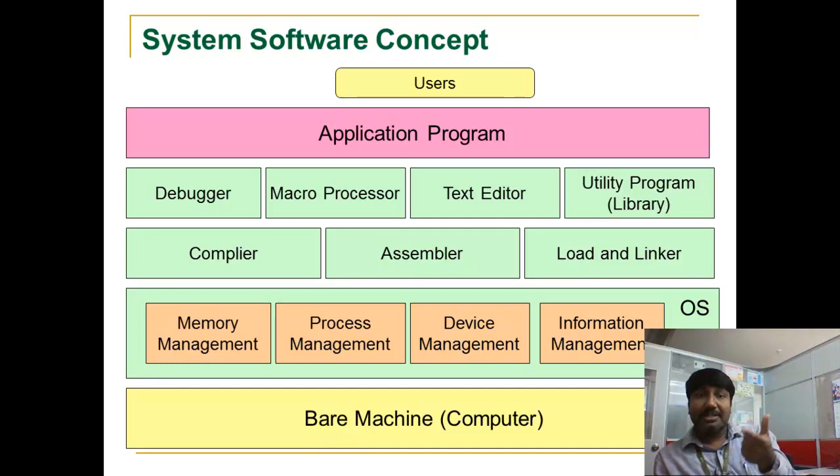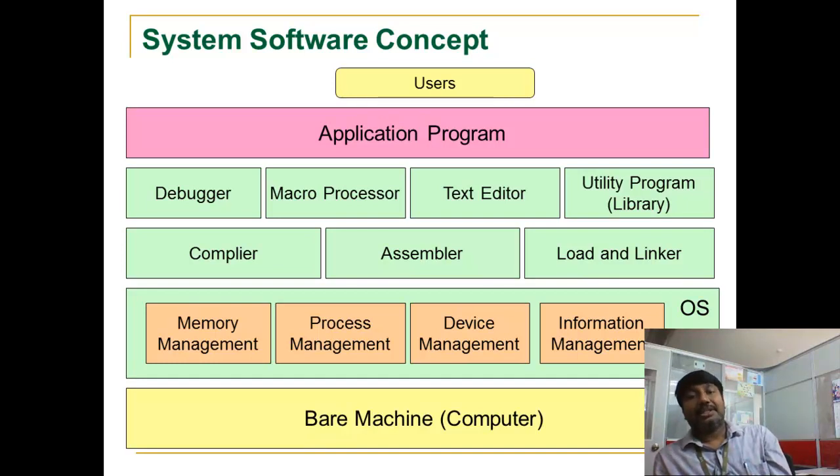If you see this operating system based level, at the top the users interact with the system with the help of application programs. Say you are using a banking system, or a railway reservation, anything. So the user in turn interacts with the computer by means of application programs. Now, the application programs, where will we develop them? We will write them in the text editor.